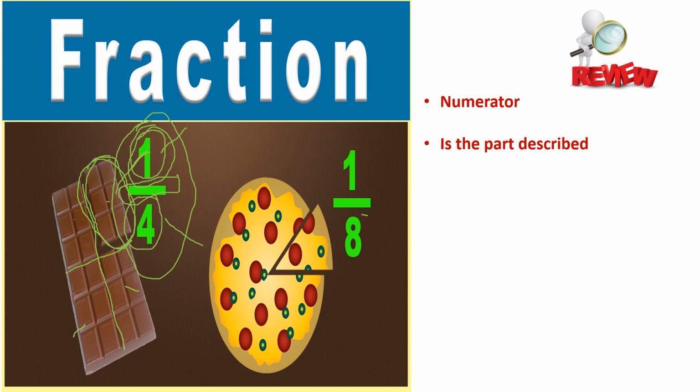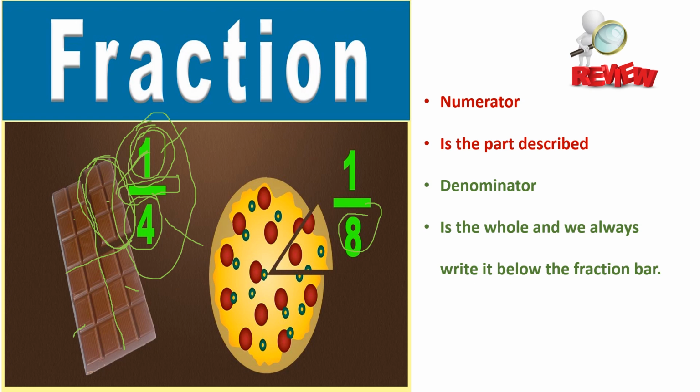And what is the name of 8 in this fraction? Bravo, it's a denominator. And we studied one more thing, that D for denominator and D for down. So we always write the denominator down, below the fraction bar, and it shows the whole. For example, here the chocolate is divided into 1, 2, 3, and 4 equal parts. So the denominator is 4. And here you can divide the pizza into 8 equal parts, and you can say the denominator is going to be 8.